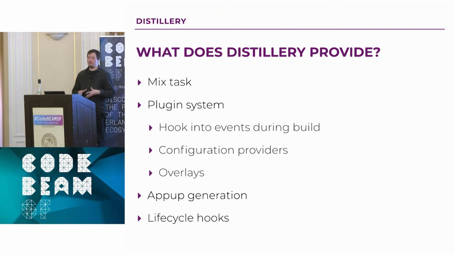Distillery tries to make that easier for you by calculating the difference between an old version and new version by inspecting the Beam files themselves. And so it can tell what modules have been added or removed or changed, and then generate the right type of change instructions based on what was in that module, whether it's a gen server or supervisor, something along those lines. So we can get real close to the right thing, but there's still some caveats with that.